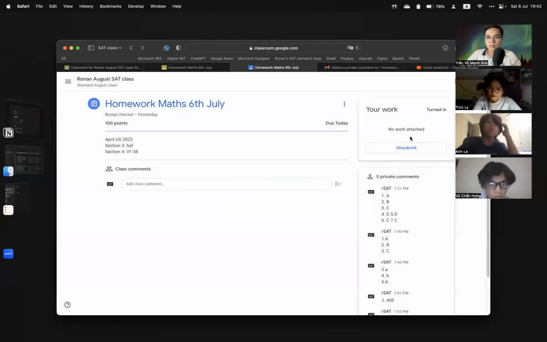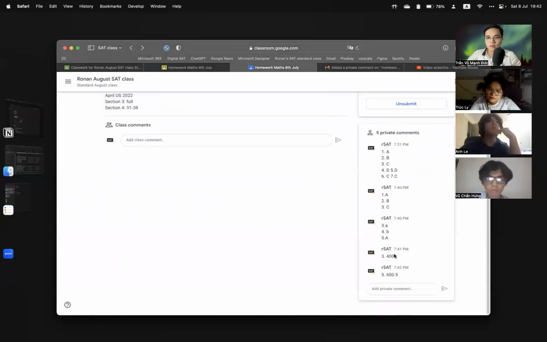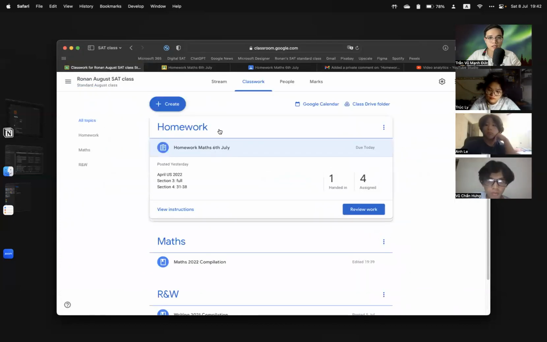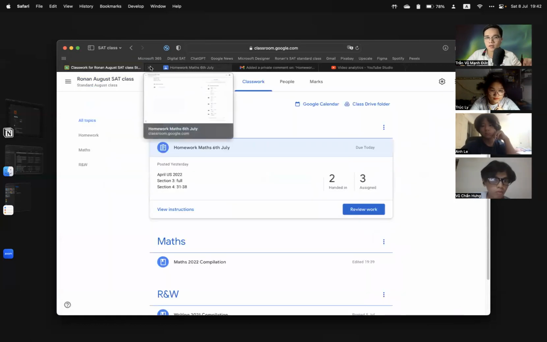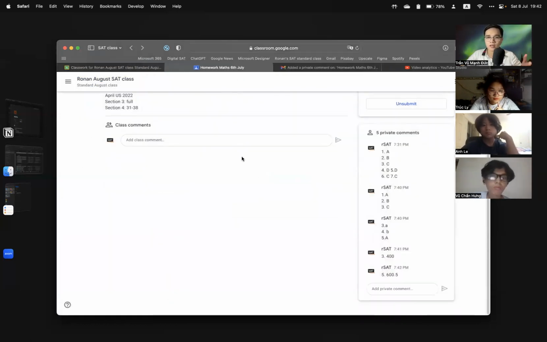this button. Hey, no work attached. Don't worry, because you've added a comment, and I'll see it here, and nobody else can see it. Not your classmates, only me. So I can score you correctly. And remember to type them all in one comment. Don't type 1 cent, 2 cent, 3 cent, 4 cent. Just everything in one comment, so that it can be easily scored.